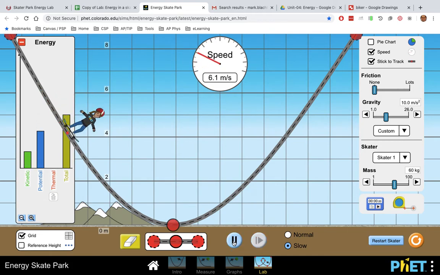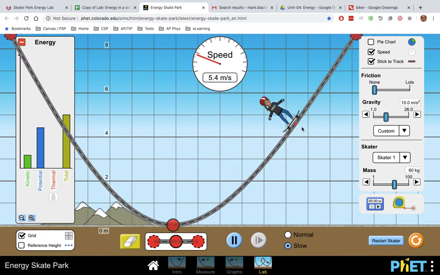Okay? And we're going to use that principle to help us solve some problems. All right? So the idea is whatever energy she starts with, that's the total energy she has all the time. As she loses one kind of energy, she gains the other. But if you take the kinetic plus the potential, you'll always get the same thing. Okay, that's called conservation of energy.